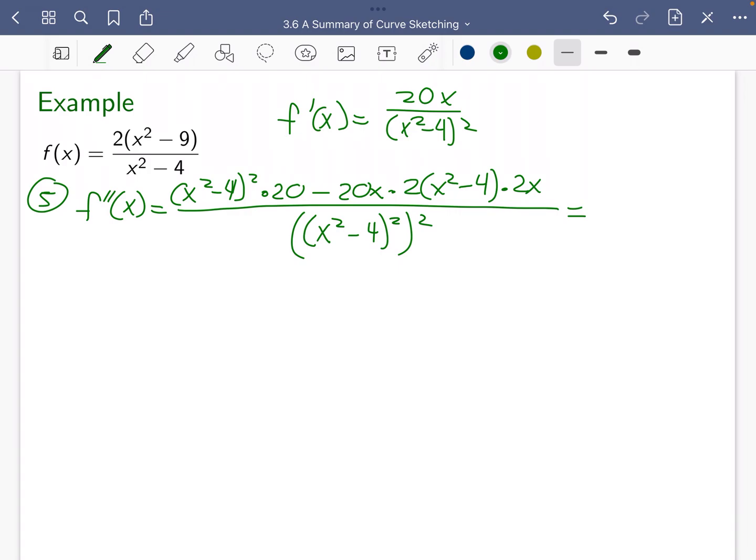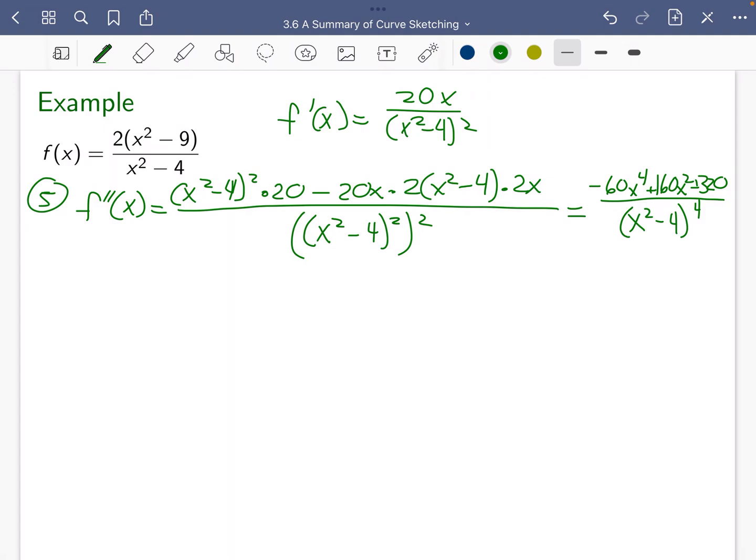In the interest of time, I'm not going to show you all the steps. We have a lot of algebra steps that would happen here, but we will get -60x^4 on top plus 160x^2 plus 320. And then on bottom, I'm going to leave that as (x^2 - 4)^4. So that is our second derivative.